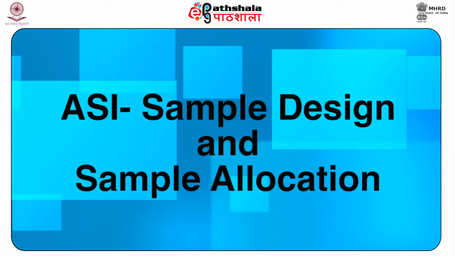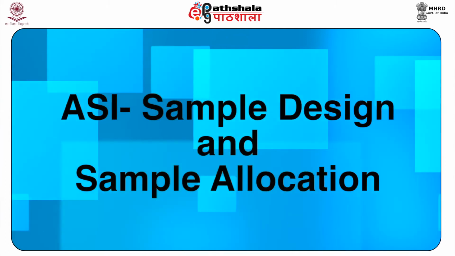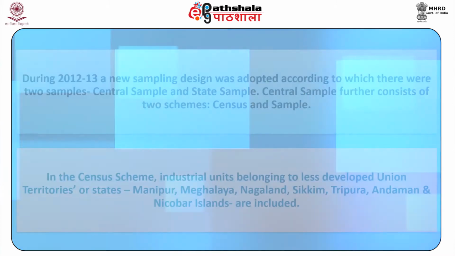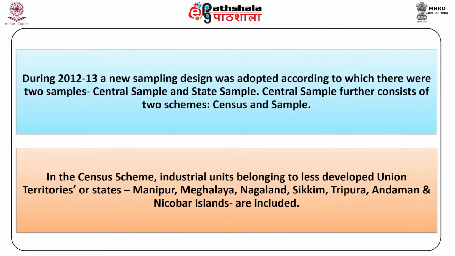Then there is ASI sample design and sample allocation. During 2012-13, a new sampling design was adopted according to which there were two samples, the central sample and the state sample. The central sample further consists of two schemes, the census and the sample. As the name suggests, under census all units are surveyed.